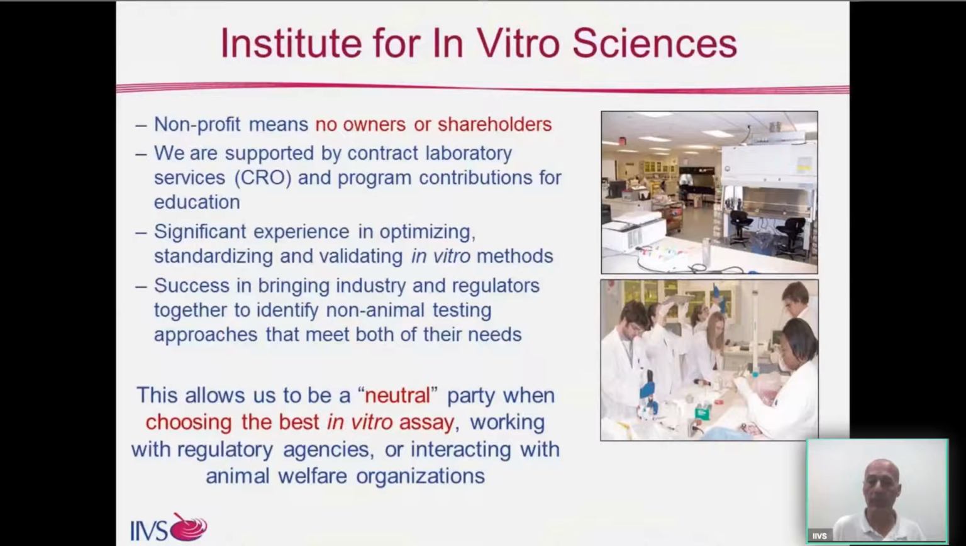We have significant experience in optimizing, standardizing, and validating in vitro test methods, particularly in the GLP, Good Laboratory Practices environment. We also have success in bringing industry and regulators together to identify non-animal testing approaches that meet both of their needs, and we have several cases and examples of those activities. So being a not-for-profit really gives us this opportunity to be a neutral party when choosing the best in vitro test method, whether working for industry players or interacting with regulatory agencies or with animal welfare groups.